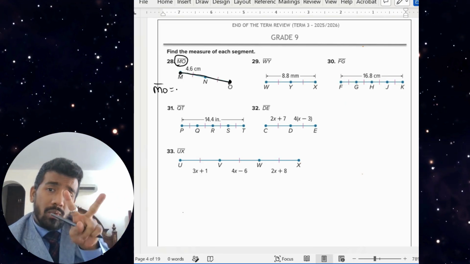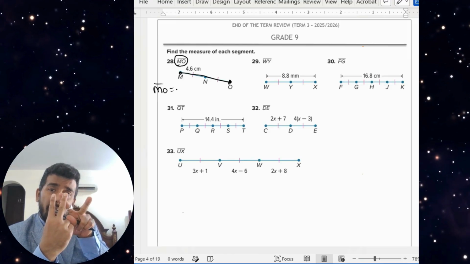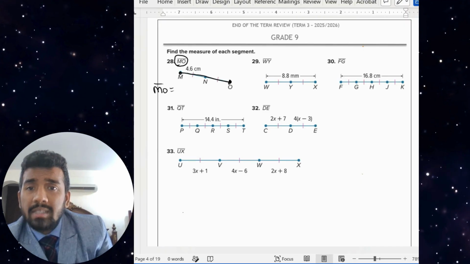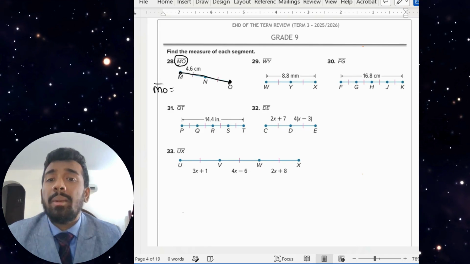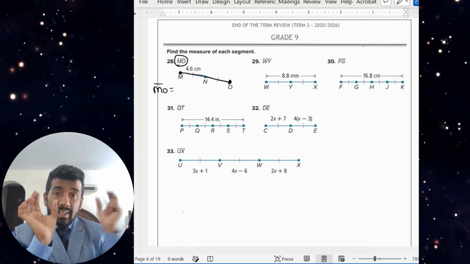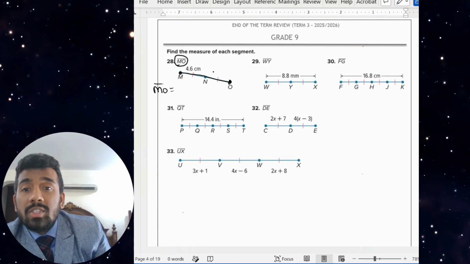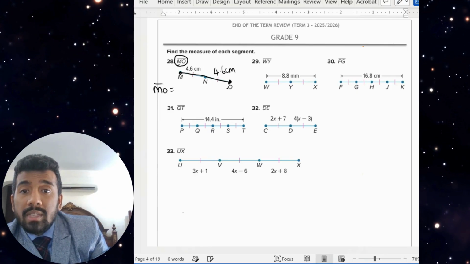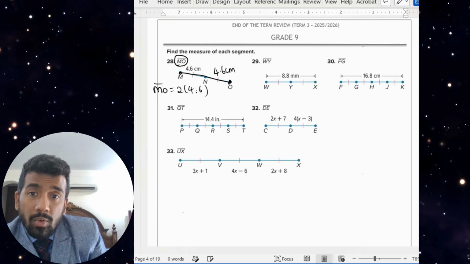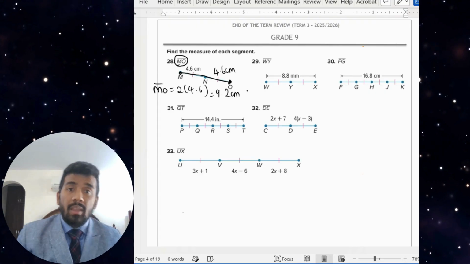Now, how will you find that MO? You see that MO is made up of two parts, right? MN and NO. What does this line indicate? These two pink lines. This line is the major important thing in this. These two lines mean this section MN and this section NO are equal. So if this is 4.6, this is also 4.6 centimeter. So how much will this MO be? Total double of 4.6. How much will this be? 9.2 centimeter. Understood?